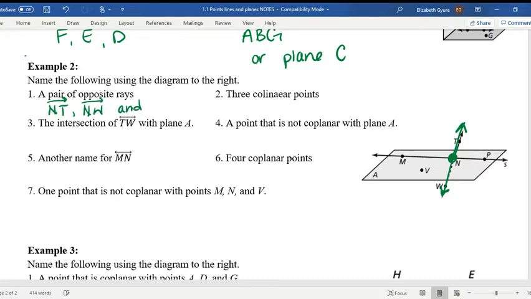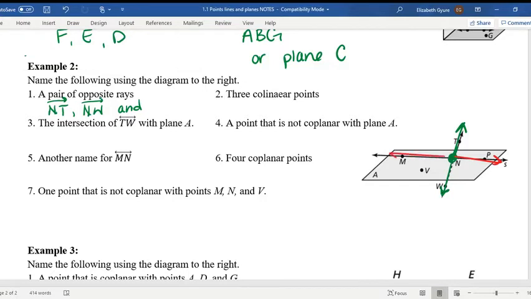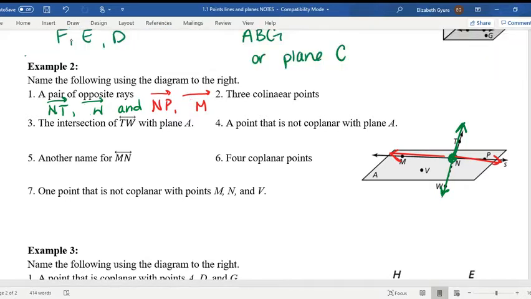And there's another option. I'll do this one in a different color. You could also go NP and then NM. So ray NP goes to the right, ray NM goes to the left. They both start at N, they go in opposite directions. So ray NP and ray NM. And remember, when you name your ray, you need to have that single-sided arrow up at the top. Let me fix my handwriting here.